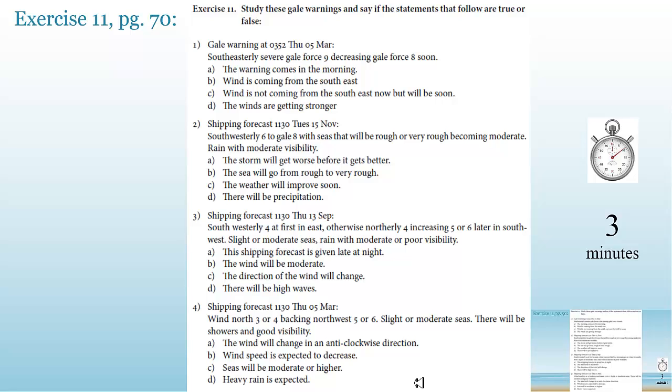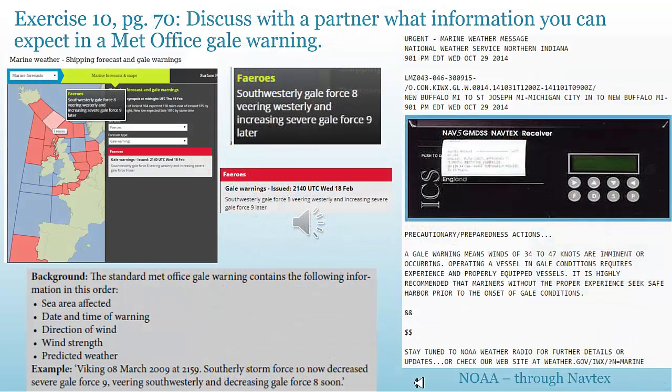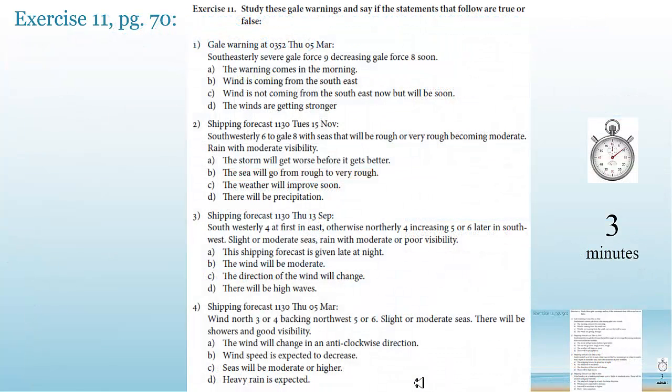Exercise 11. Now you're going to study gale warnings. As you saw on the last page, you have different sea areas and you have gale warnings for each area. Here we're going to take gale warnings from the shipping forecast for different days and different areas, and you have to decide if the statements that come after the gale warning are true or false, according to the very clear and concise information that you got in the gale warning.